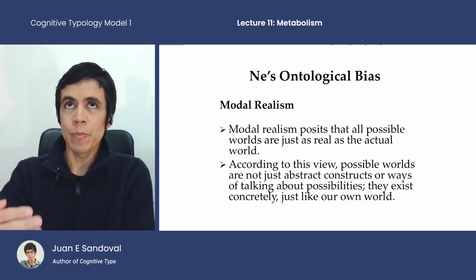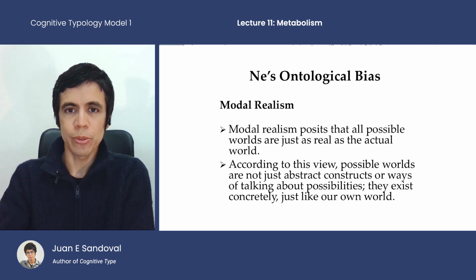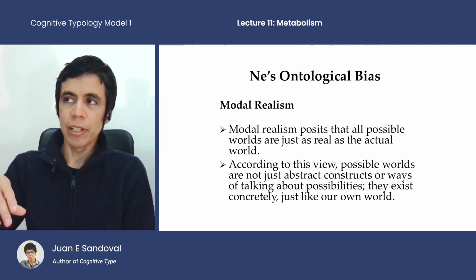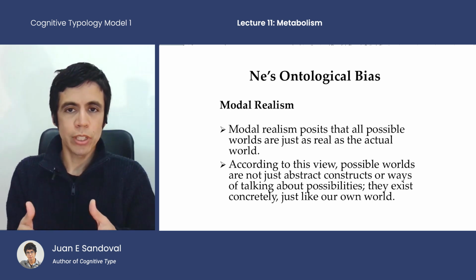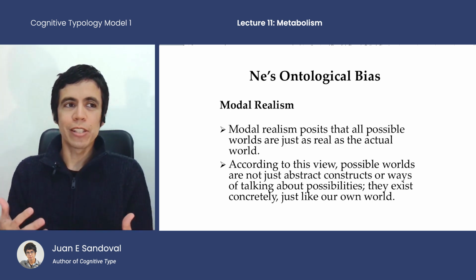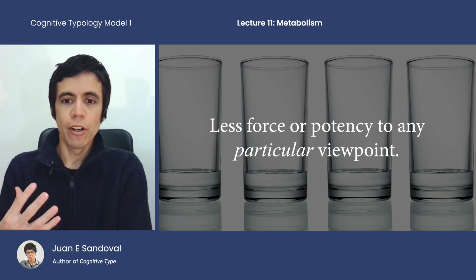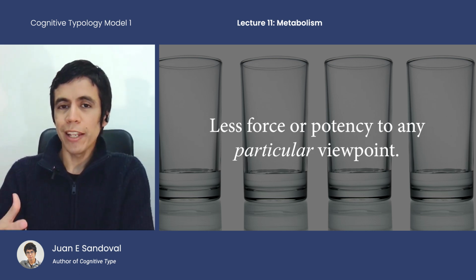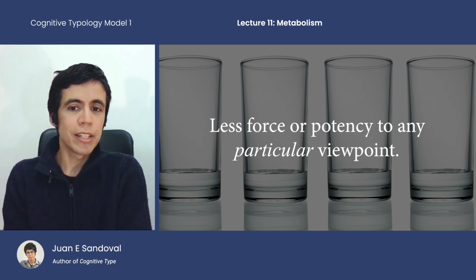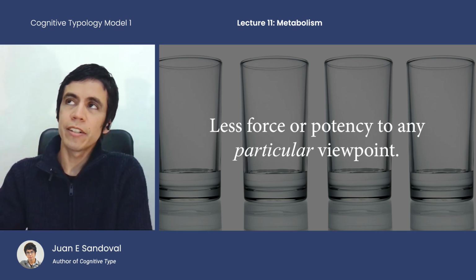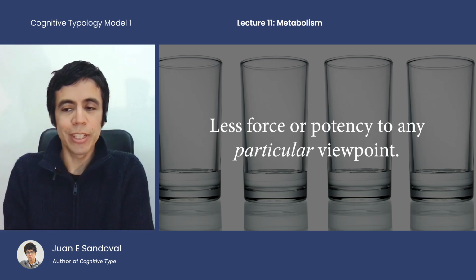So you see how this ties back into modal realism, right? Modal realism leads to a kind of relativism, so to speak. That's philosophically speaking. But at the behavioral level, it leads to a kind of receptiveness to multiple viewpoints. However, this isn't without its own drawbacks, because this also means that there's less force or potency to any particular view. So NE struggles to stand too strongly behind any opinion or idea, because it could conjure up a dozen other different opinions and ideas that it can also stand behind just as well. You see the problem here.